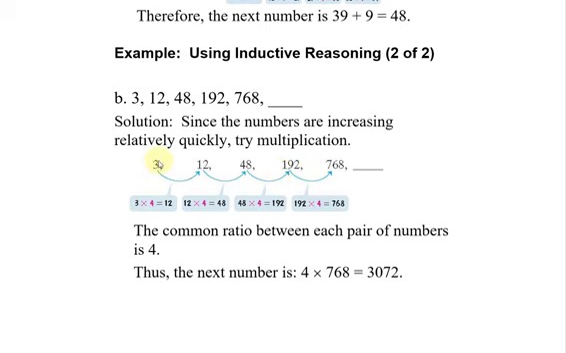So 3 goes to 12, we multiply by 4. 12 goes to 48, we multiply by 4. And 48 goes to 192, we multiply by 4, and so on. So we know that the common ratio between each pair is 4. So to get to the next number, we multiply by 4, which gives me 3072.